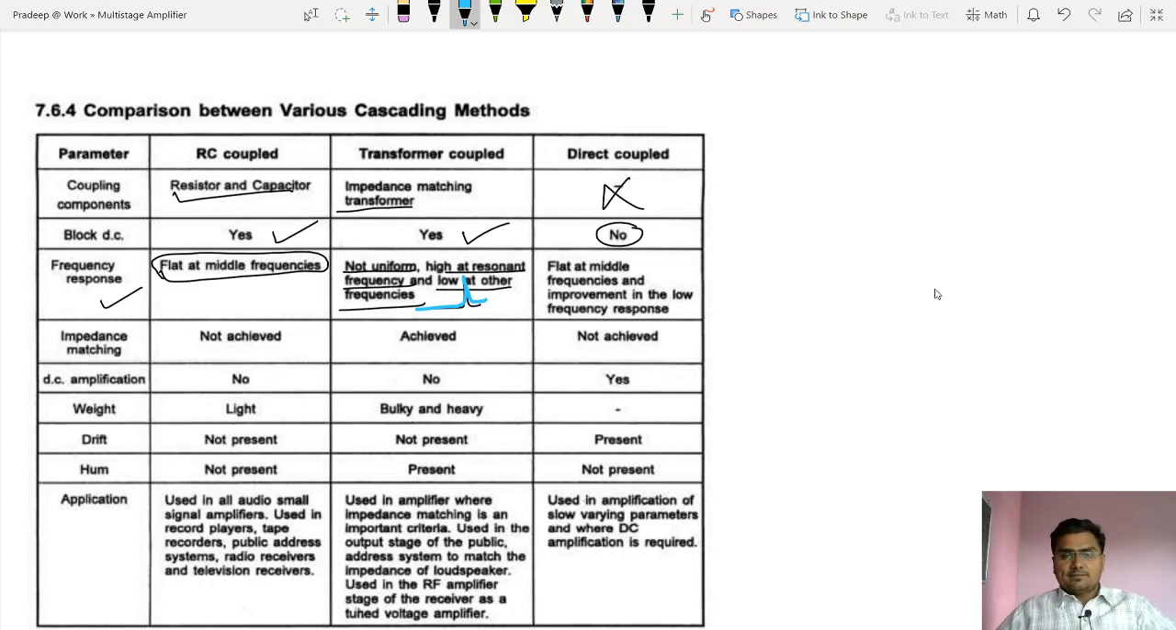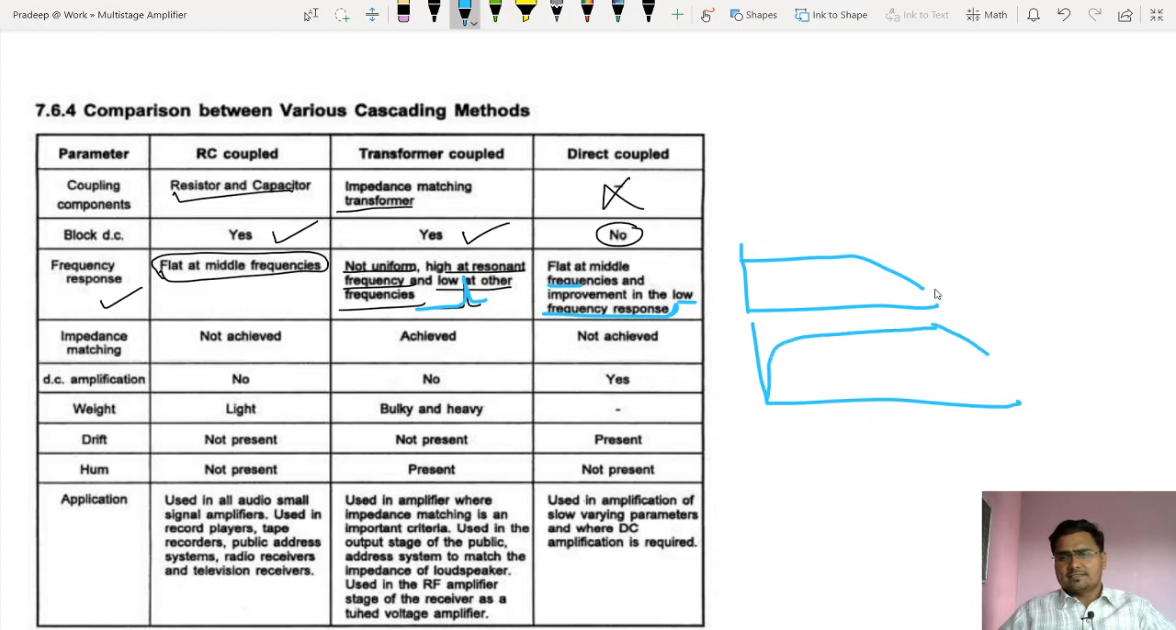Now here, direct coupled amplifier: flat at middle frequencies and improvement in lower frequencies. See, they are writing there is a small improvement in lower frequency. It means practically, this is the ideal graph. It should be constant, and after that it has to decrease. But practically, a direct coupled amplifier will show you a graph something like this. The curve is more at higher frequencies, but it is very less at lower frequencies. That's why they are writing improvement in lower frequencies. Is it?